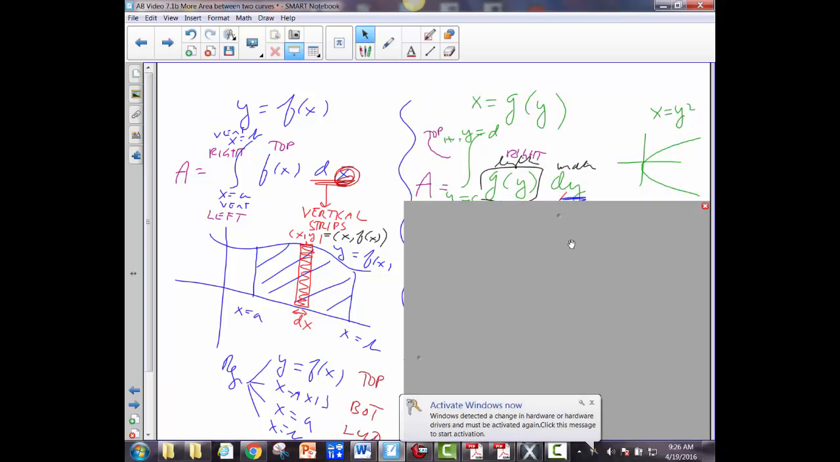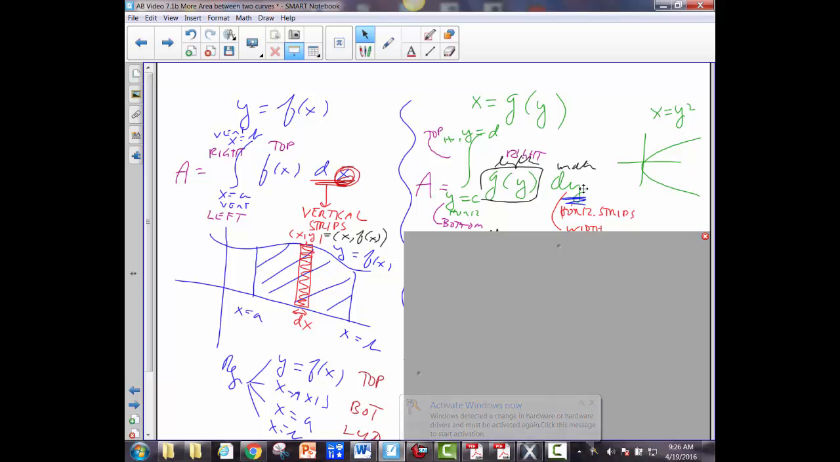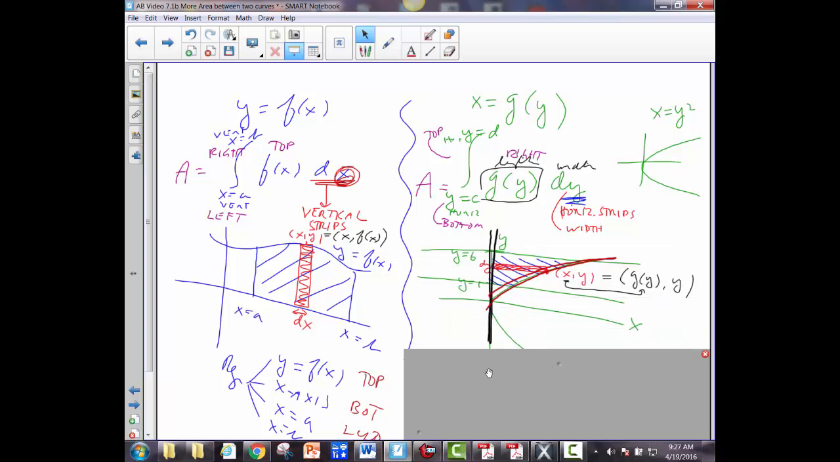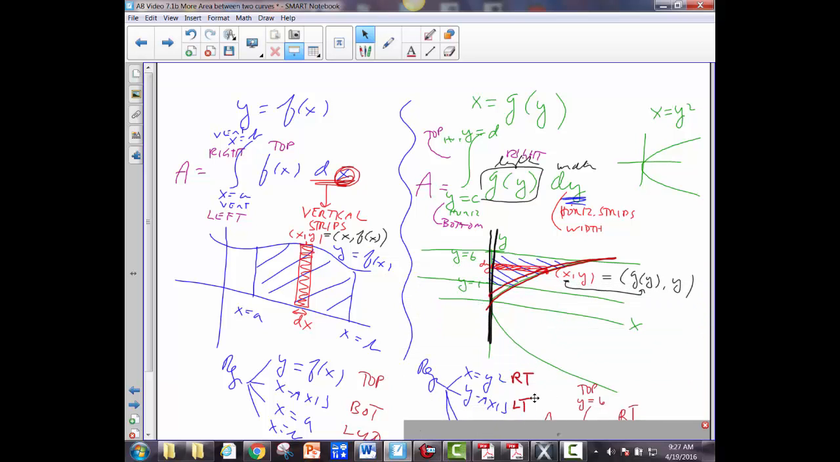Here's an example. In this case, to find the area, what you're going to do is don't change the function into terms of x. Leave it in terms of y. So this will be dy, this will be g of y, this will be y equals and y equals. Well, y equals are horizontal lines. So this represents the bottom border, this represents the top border. This represents the right border, the function itself, and the left border is going to be the y-axis instead of the bottom border being the x-axis.